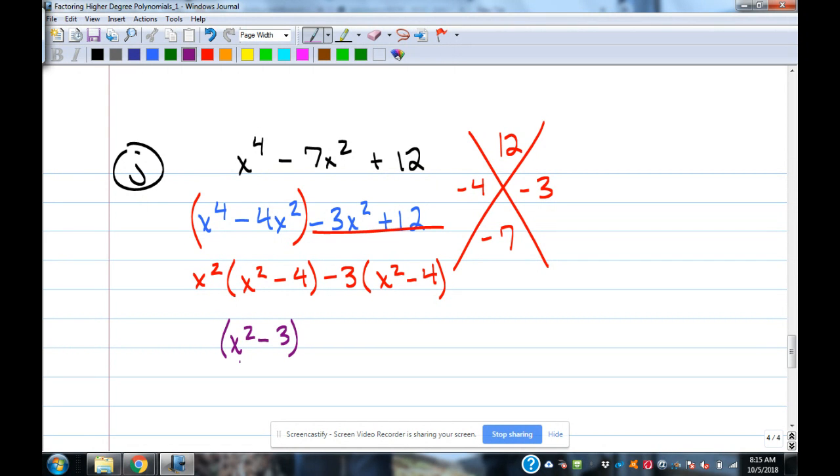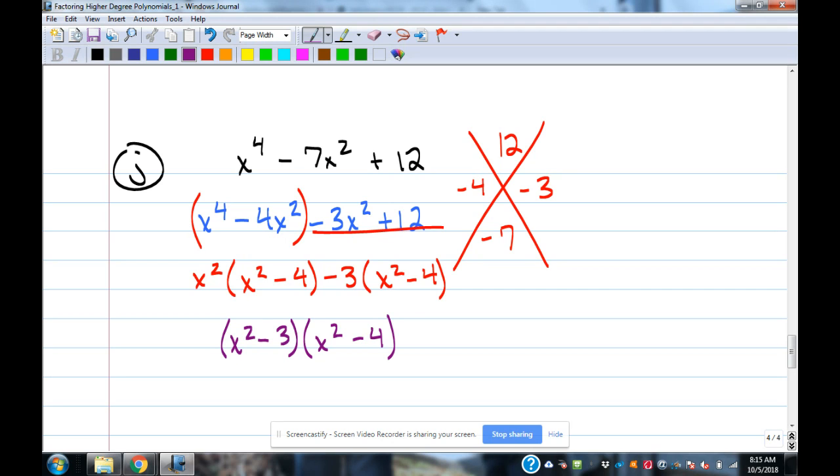So I've got x squared minus 3 and x squared minus 4. Kind of like example I, we got to look at those and see if either of those will factor further. It's possible that both of them do. Does this one factor further? X squared minus 3. Why not? Yeah, 3 is not a square number. So that's not a difference of squares. It's a difference, but it's not a difference of squares.